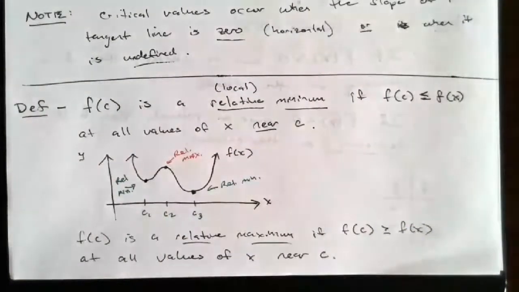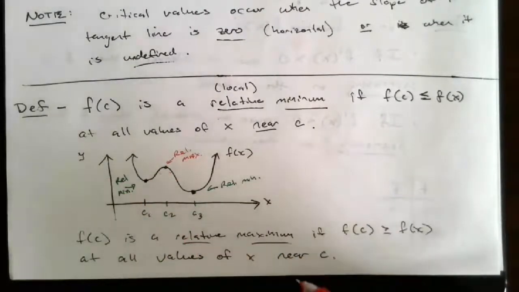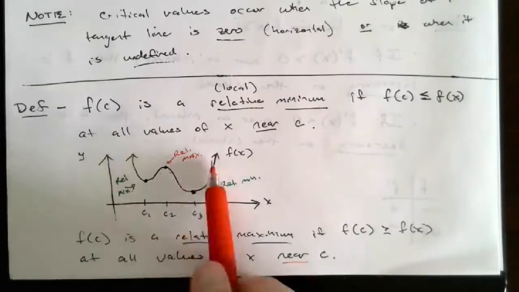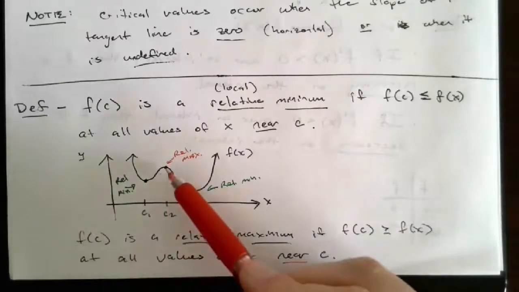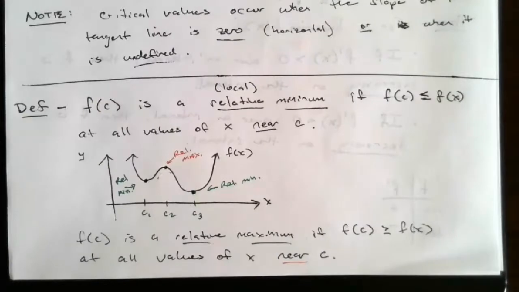In other words, all the y values close to this y value are lower than it, right? F of C2 is higher than the ones that are near it. That's what this near means in our definition. It doesn't have to be the absolute max, right? It's not the highest point on the whole graph, right? These arrows mean it goes up forever. It's just the highest point in a local region, right? So it's where you have peaks in your graph.